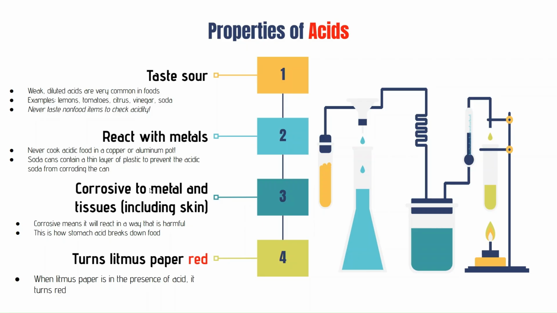And later we're going to talk about something called litmus paper. Litmus paper is an indicator, and if it turns red, that tells us that we have an acid.